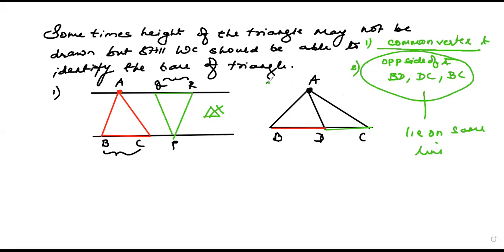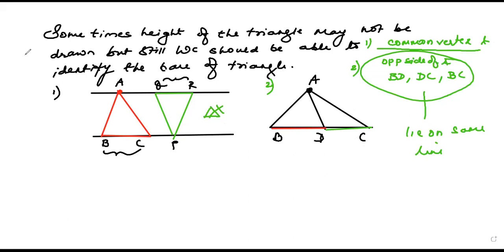So in both these cases, children, in the first one, I have drawn two parallel lines and the triangles are lying between the two parallel lines. So they have equal height and bases are the sides which lie on the parallel line. And here, all the three triangles have a common vertex and the opposite sides of that common vertex of the respective triangles lie on the same line. Correct? Hence these triangles have equal height. So these sides which lie on the same line become the bases. Okay? So here I showed you that the height of the triangles may not be drawn, but still we are able to identify the base of the triangles. Okay, children? After knowing this, we can go to the next theorem.